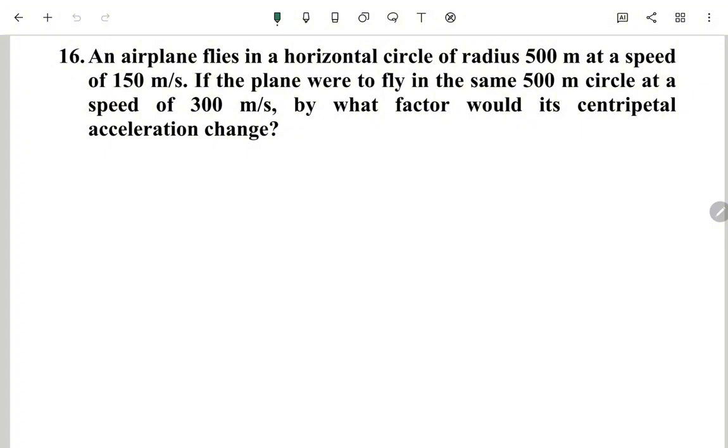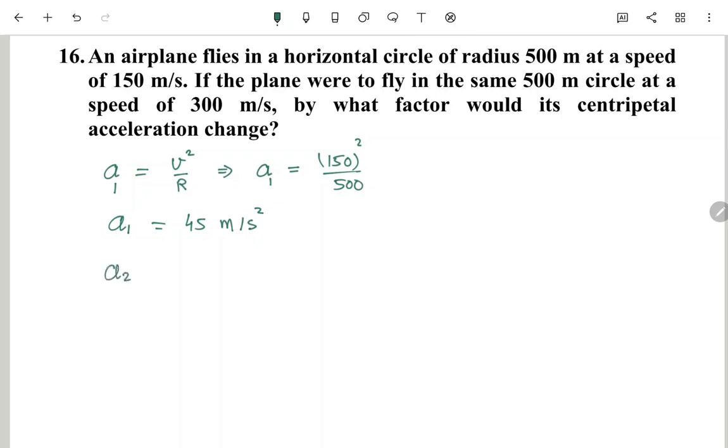Now to find this, let's calculate the centripetal acceleration in stage 1, which is equal to v square over r, or a, in this case let's name it a1, equal to 150 square divided by 500. Now a1 in this case equals 45 meters per second square.